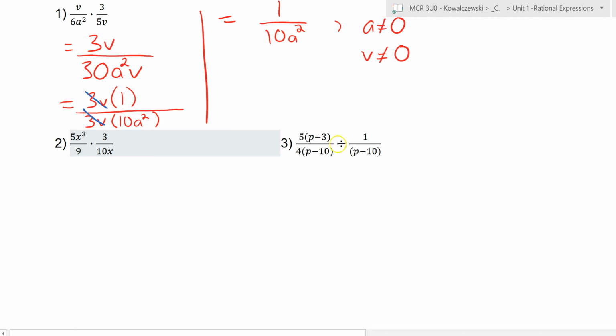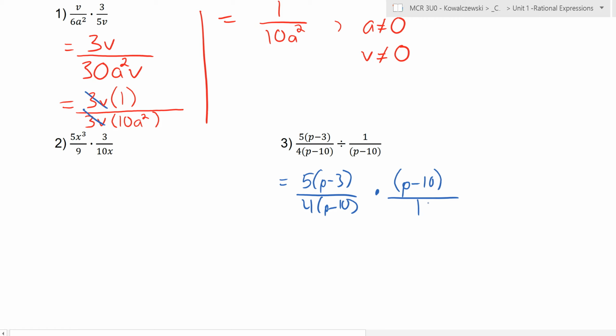Now, because I see division here, what I'm going to do is I'm going to rewrite that second expression. Now, let me just write the first one. I'm going to rewrite the second expression to make it multiplication. So it's not going to be 1 over p minus 10. It's going to be p minus 10 over 1. Now, what we can do here, just to make our lives a little bit easier, we could write out multiplied 5 times p minus 3 times p minus 10. We can multiply all of those together here. We can also show in the denominator 4 times p minus 10 times 1. Well, that multiplying by 1 won't really do anything.